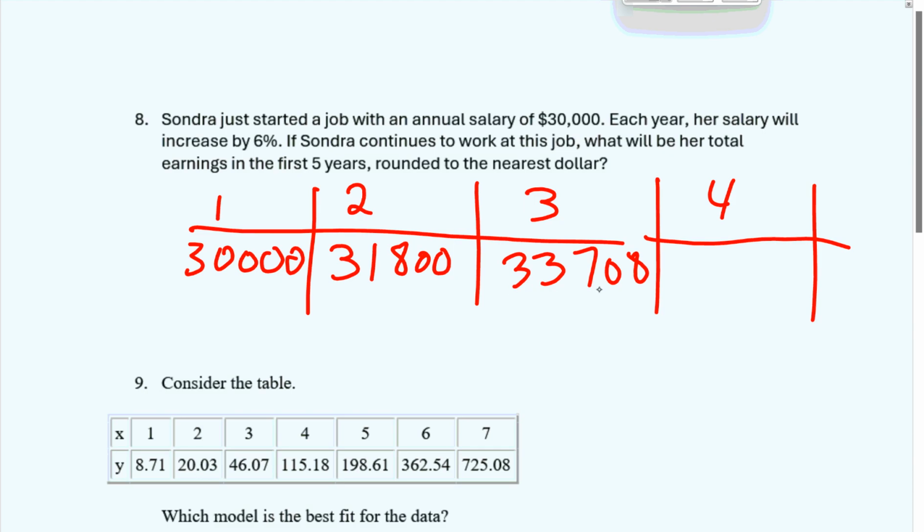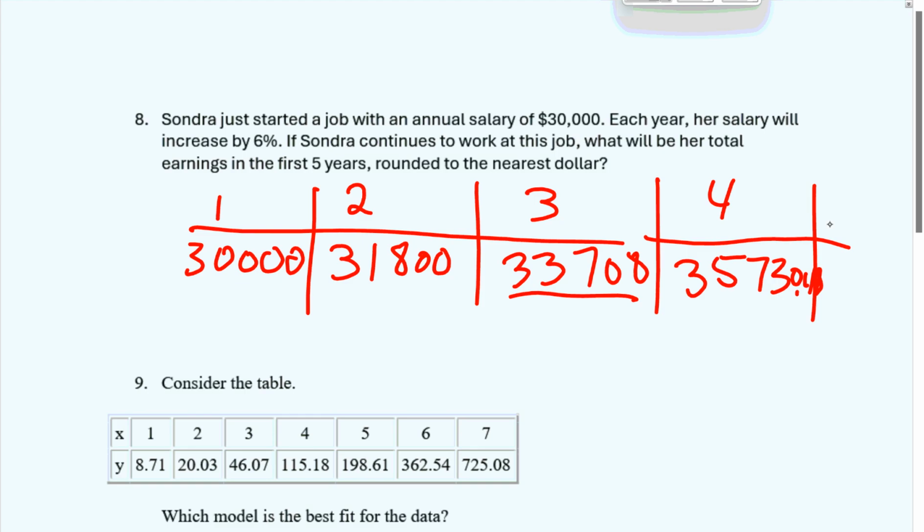So I'm going to take this number right here and times it by 0.06, and that's 2,022.48. But I'm going to add it back to this original one, this 33,708. So I got to add that to it. So we get 35,730.48.